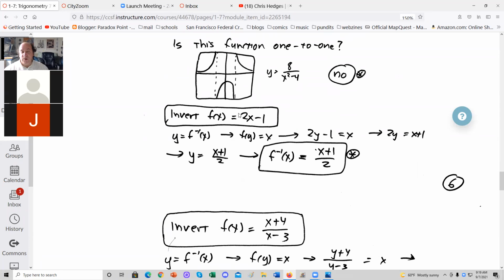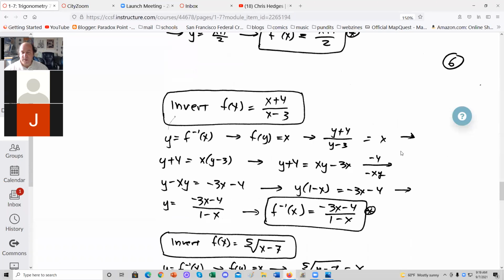Here we're asked to invert 2x minus 1. So to invert it, f of y equals x, 2y minus 1 equals x. Add 1 to both sides, 2y equals x plus 1, divided by 2. So the inverse is x plus 1, all divided by 2. And notice again, we have this whole rule of opposite operations in the opposite order. This function doubles the number, then subtracts 1. This function adds 1 and then halves the number.